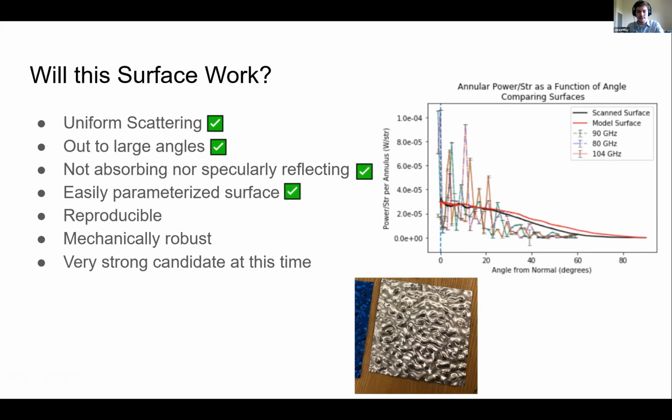The surface is very easily parametrizable. It's like changing the amplitudes, the spatial frequencies, the cutoffs, so it's very easy to get in there and change the surface how we want. Using presses and cheap aluminum alloys, it's a pretty reproducible solution. And it's also mechanically robust. The 1100 alloy that we use is 11 thousandths of an inch thick, which seems pretty thin, but for aluminum, it makes it pretty sturdy. So this will likely stand up to whatever Antarctica has to throw at it. At the current time, this surface is a very strong candidate.